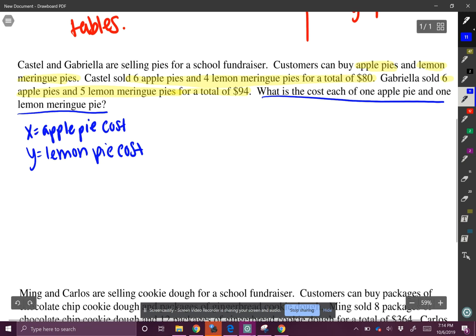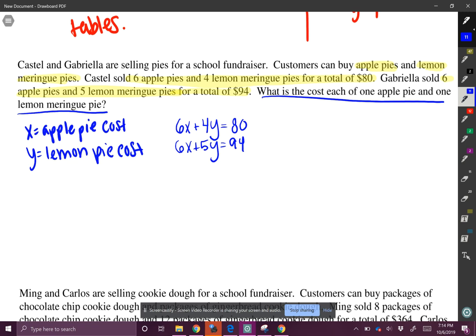Here we have 6 apple pies, so 6x plus 4 lemon meringue pies, 4y, equals 80. And then Gabriella, her equation would be 6 apple pies and 5 lemon meringue pies was $94. Perfect. All right. So again, these 2 equations represent the knowledge that we had. To relate it back to the first one, if there was a sentence like, in total, they sold 50 pies, then we know it'd be x plus y equals 50. But using elimination, this one's going to be pretty easy.